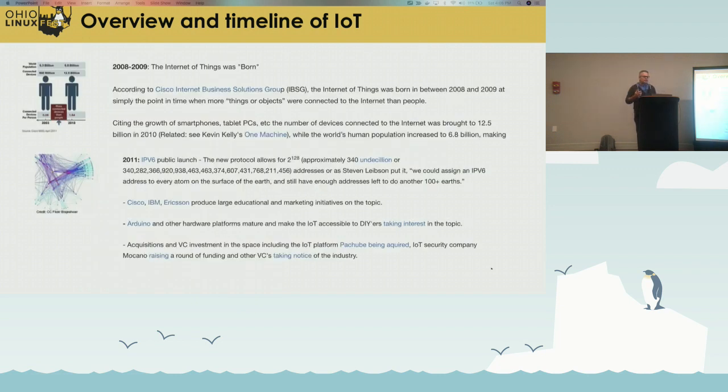So the real IoT, according to Cisco, and I like this definition, was born in around 2008 and 2009. This is the point at which there actually became more things connected to the internet than there were people. So I think that's a really good definition. And the moment the things take over, then it really does become the Internet of Things, right? We sort of get subjugated to the things, and it becomes their internet, right? Also, just about 3 years later, IPv6 was launched publicly.